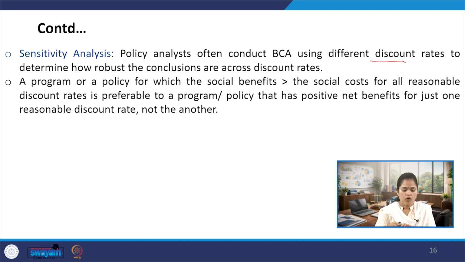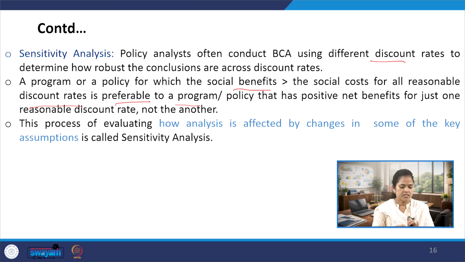What we are finding is that if a particular policy or program has social benefit greater than social cost for all the reasonable discount rates we discussed, then that policy or program would be preferable, because social benefits exceeding social costs at all reasonable rates is preferable to a program or policy that has positive net benefits for just one reasonable discount rate, isn't it?